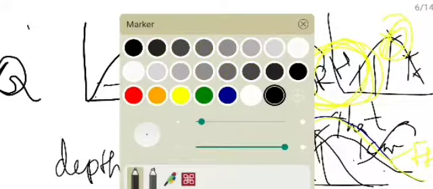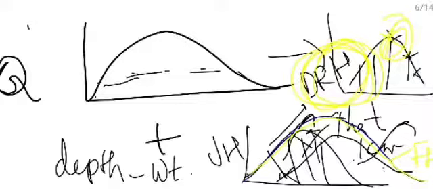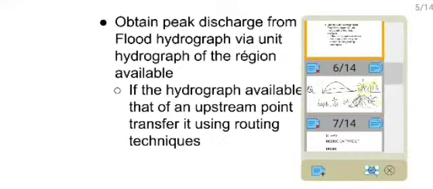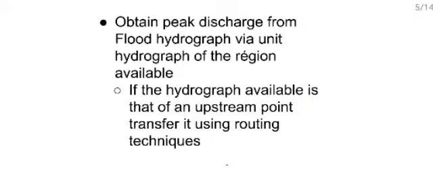Now, the location. If the location of the available unit hydrograph is different from what we require, just do routing. That is what I told you in the previous slide. If the hydrograph available is that of an upstream point, transfer it using routing techniques. What is meant by routing? There are different routing techniques, one of which is the Muskingum routing technique. The theory behind it is simple.